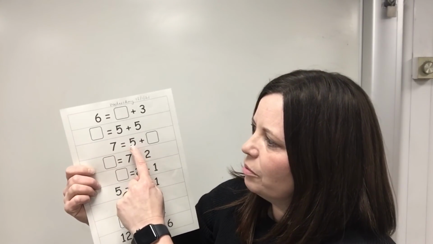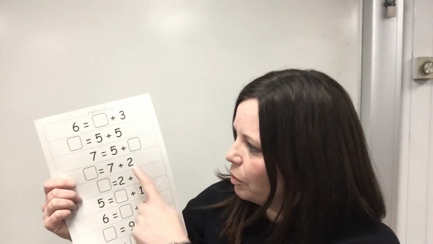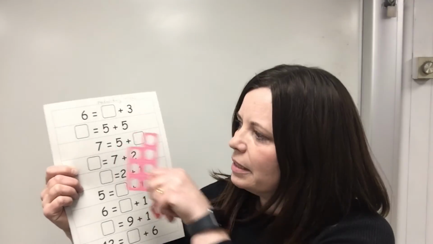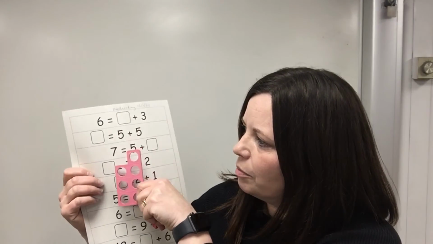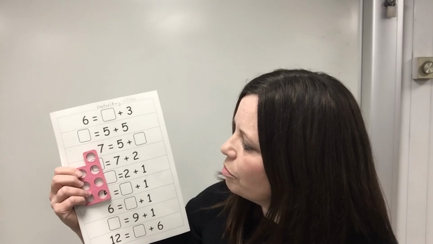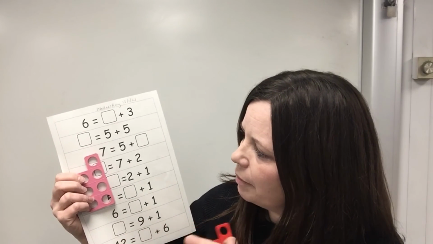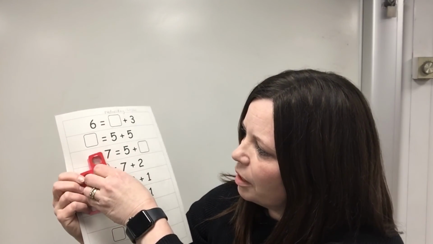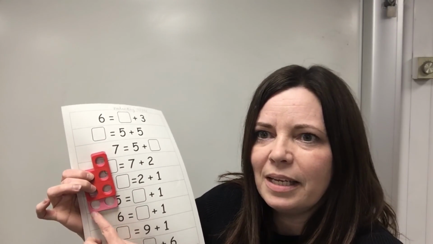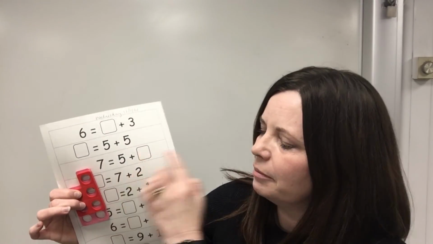7 equals 5, add something. And we don't know what this something is, so we need to work it out. So you can get your Numicon. So this is how many it's got to add up to. 7 equals 5 and something. So let's get our 5, and then we know what the something is. Put it over the 7. 7 equals 5 and what is it? That's right, 2. And so you need to put the number 2 in the box.